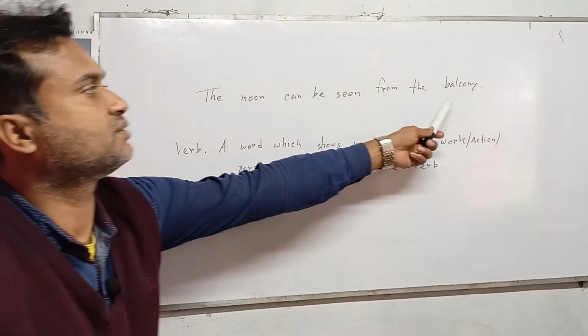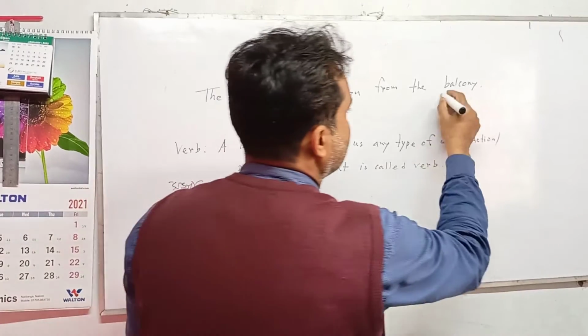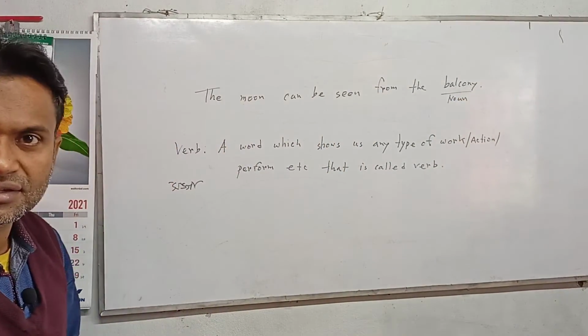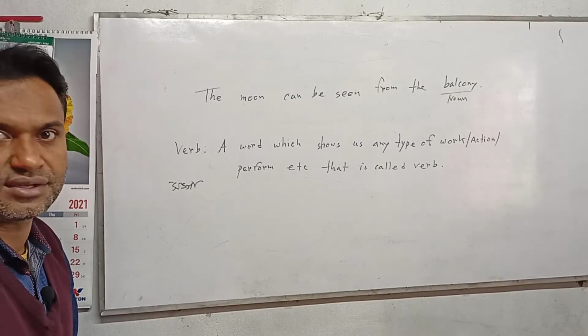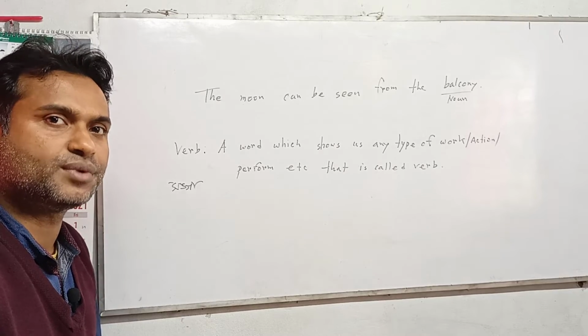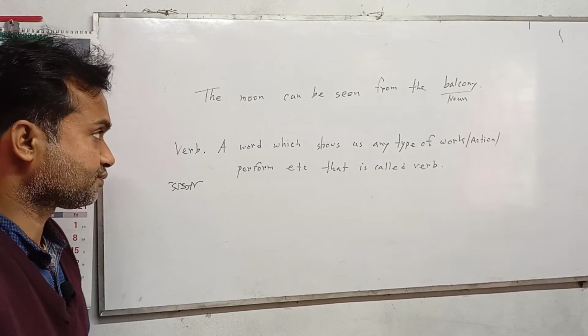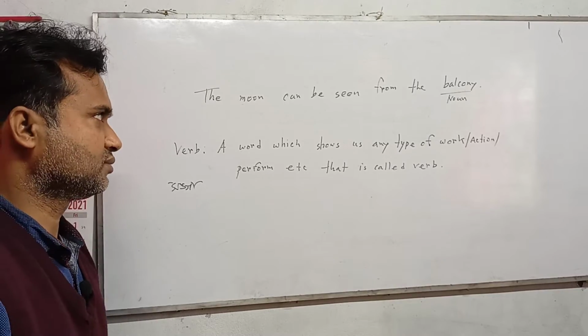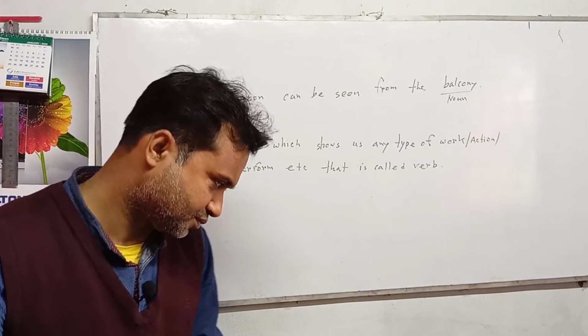So balcony, what is this? This is one kind of name. So this is a noun. Do you understand? So you have to know the meaning. Otherwise you cannot understand whether this is a verb or a noun or pronoun or adjective, etc. So we actually have to know the meaning.